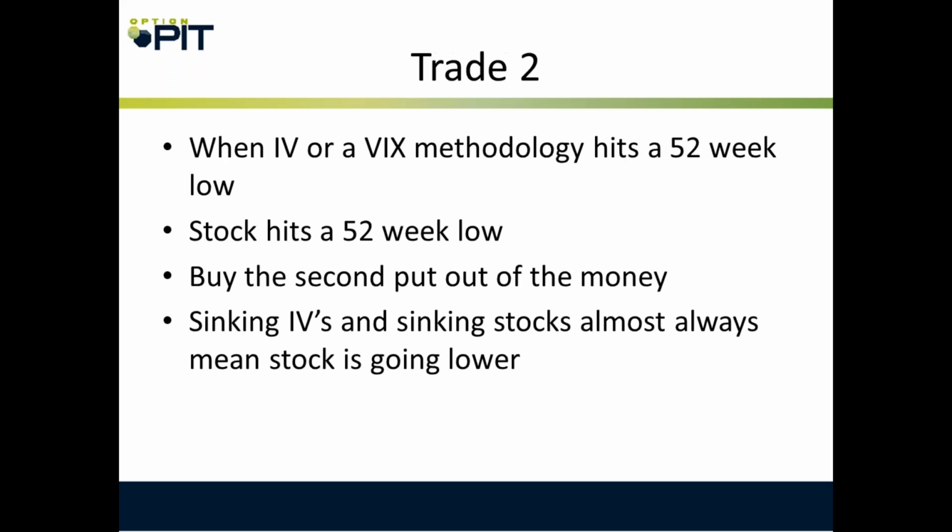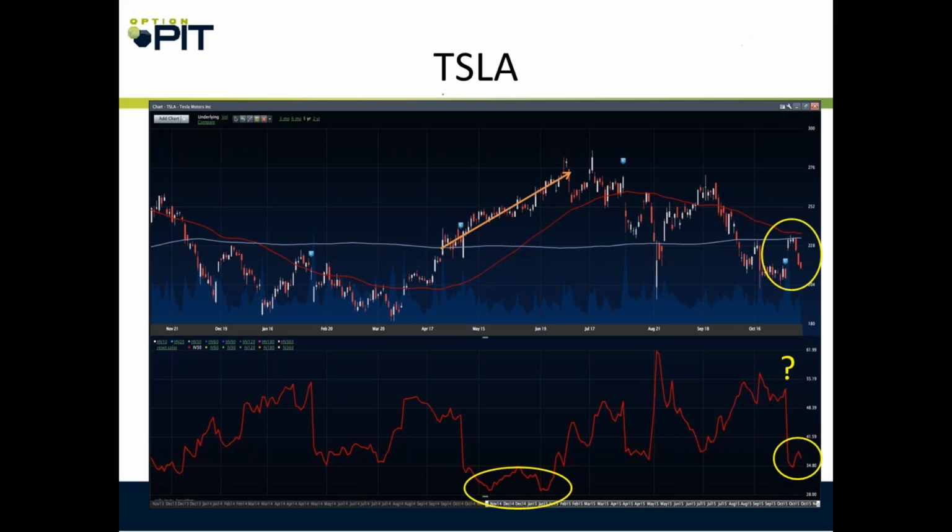I'll tell you. When IV or a VIX methodology hits a 52-week low and a stock hits a 52-week low at the same time, buy the second put out of the money. Sinking IVs and sinking stocks almost always means the stock's going to go a lot lower. I mean, this was absolutely either buy out of the money call or out of the money put. For sure. Not a 52-week low, but it was absolutely going to be moving higher.